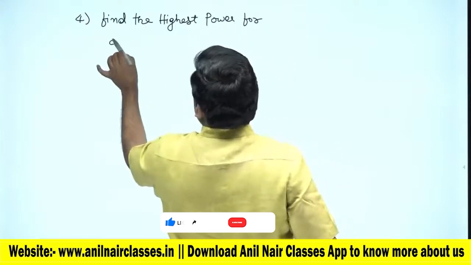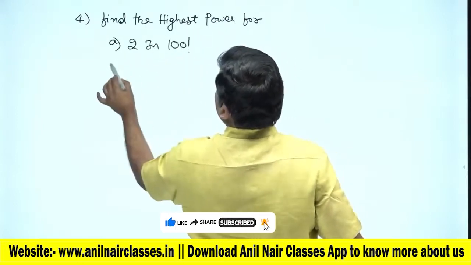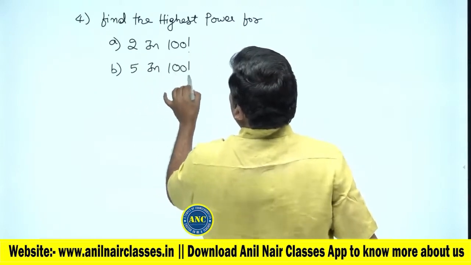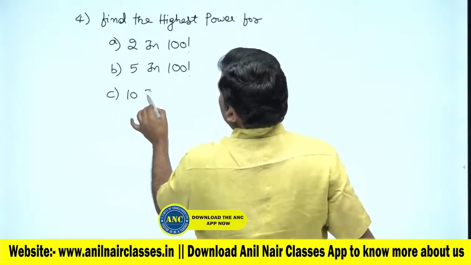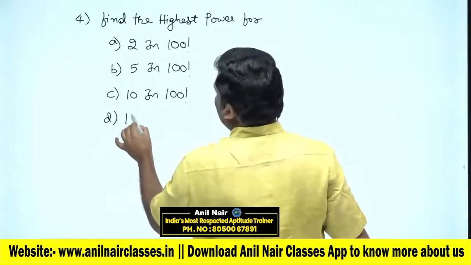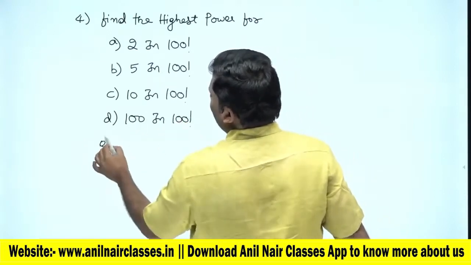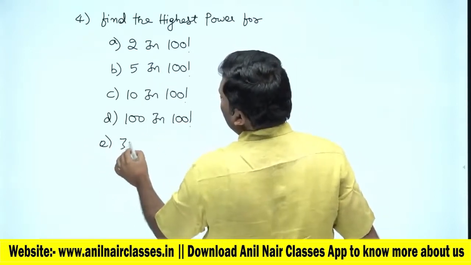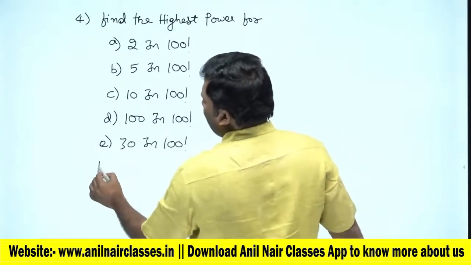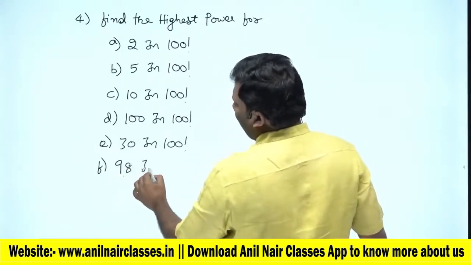First question, 2 in 100 factorial. Second question, 5 in 100 factorial. Third question, 10 in 100 factorial. Fourth question, 100 in 100 factorial. Fifth question, 13 in 100 factorial. Next one, 98 in 100 factorial.